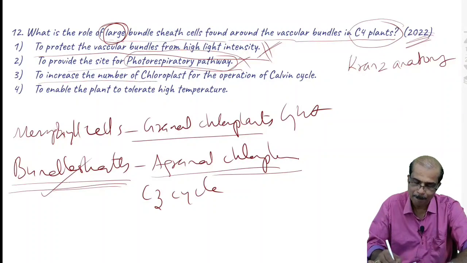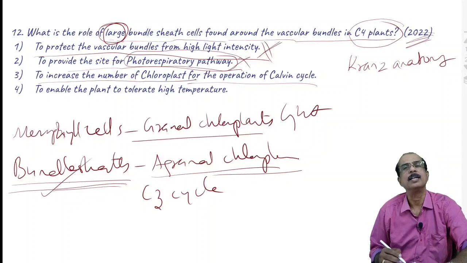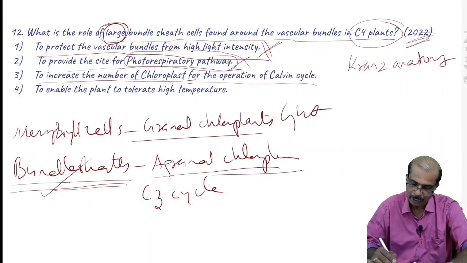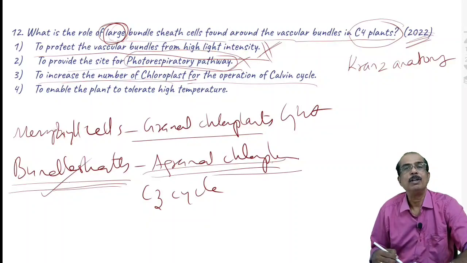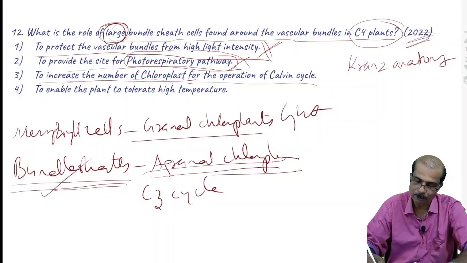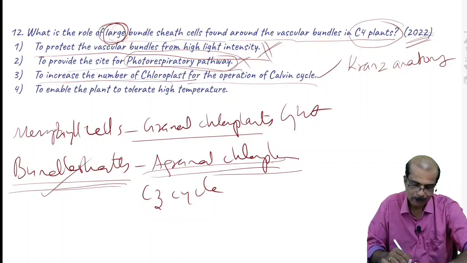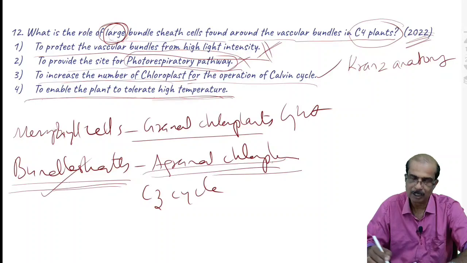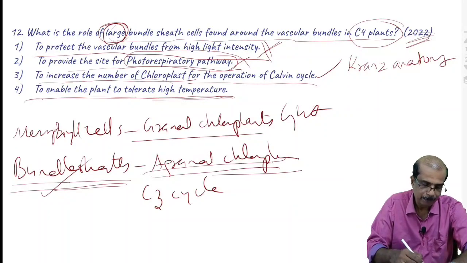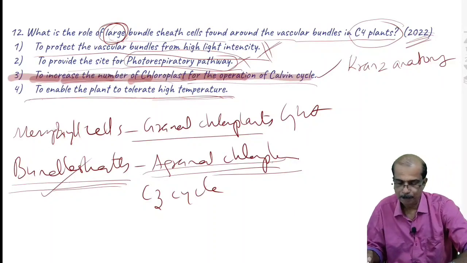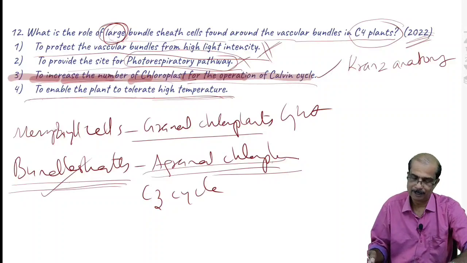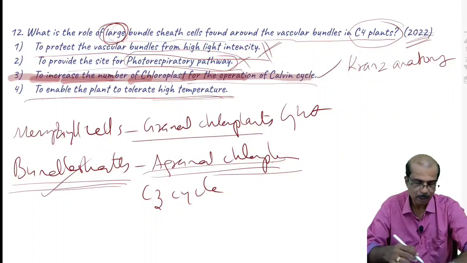Option 3, to increase the number of chloroplasts for the operation of the Calvin cycle. To increase the number of agranal chloroplasts for the Calvin cycle, the large bundle sheaths are modified for that. So option 3 will be our answer. What about option 4? To enable the plant to tolerate high temperature. This is also not the function of bundle sheath cells. So the answer to this question will be option 3, to increase the number of chloroplasts for operation of more Calvin cycles and increasing the productivity.